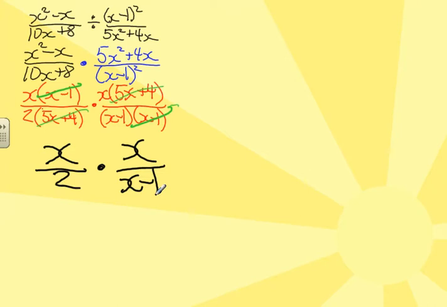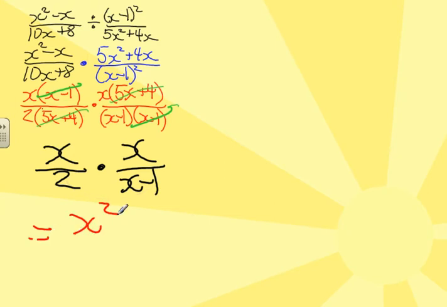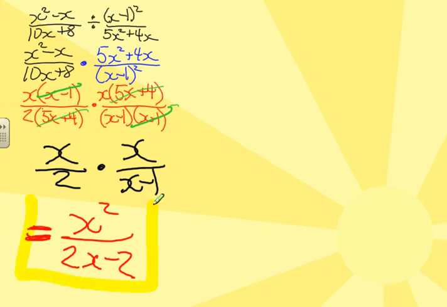Now the time comes to multiply those out. I'm going to do x times x, top times top, and then bottom times bottom. So that's going to be 2 times x and then 2 times minus 1. That ends up being x times x is x squared. On the bottom, it ends up being 2 times x is 2x, minus 1 times 2 is minus 2. So my answer is x squared over 2x minus 2. And that is my end answer.